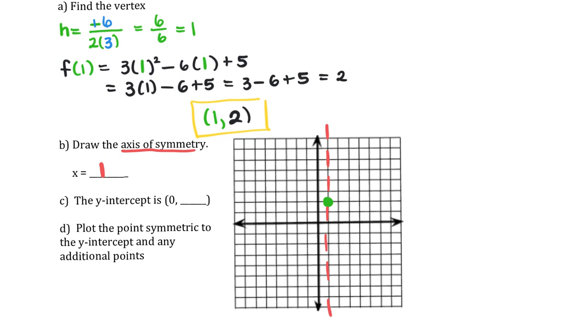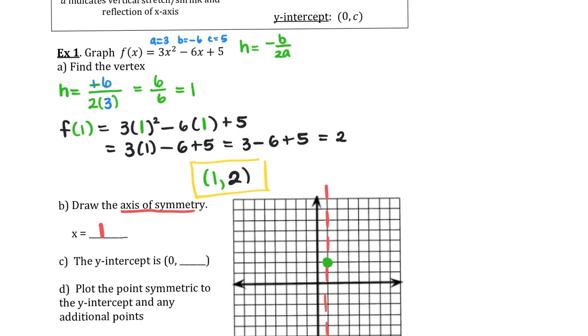Okay, now the y-intercept is also helpful. What's the y-intercept? If we look above, the y-intercept is 0 comma c. That's because if I plug in 0 here and 0 here, I end up with 0 minus 0 plus 5. So my c value tells me my y-intercept. I'm going to make a note. That's my c value. Since my c value is 5, my y-intercept is 0, 5. So I'm going to graph 0, 5 on my graph. 1, 2, 3, 4, 5.